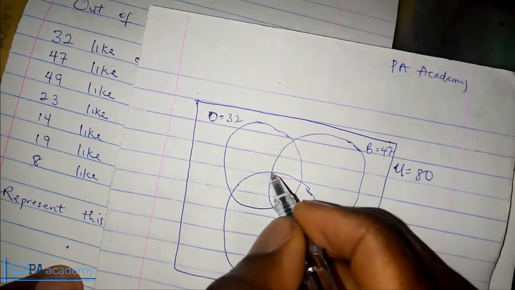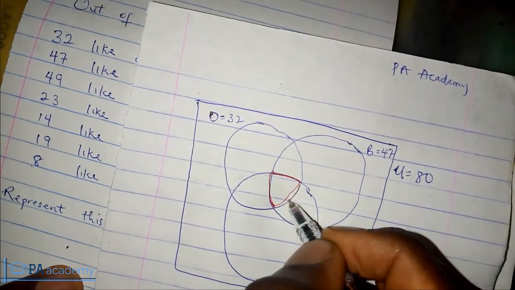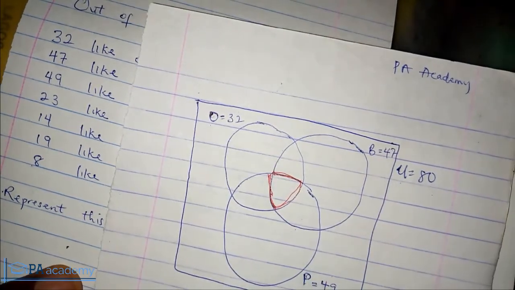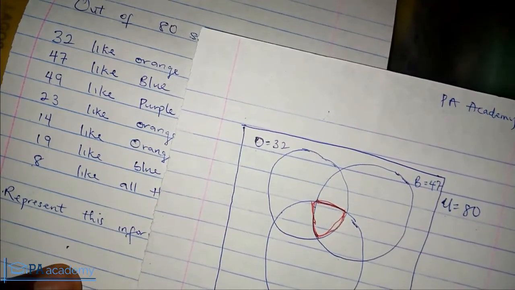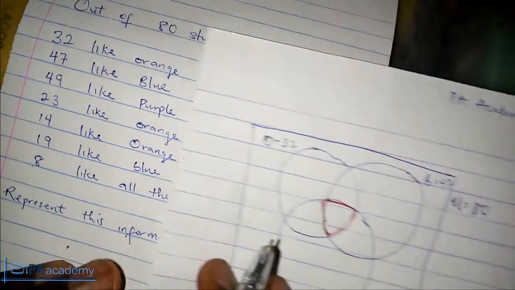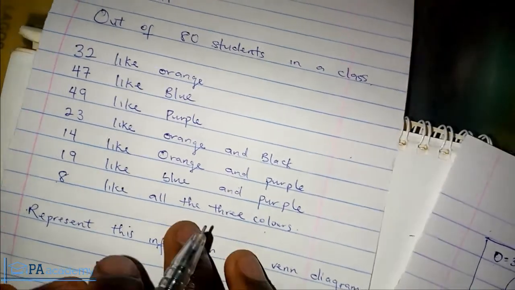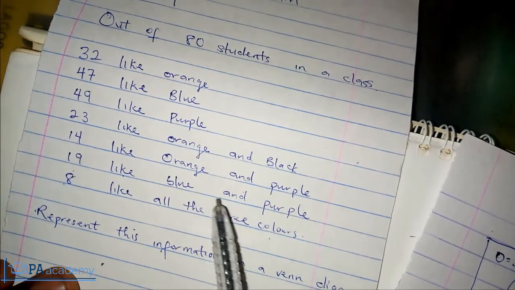So if you look at this here, this is the section that combines all the three, those that like orange, blue and purple. So this particular section that joins them together, and the question says that 8 likes what? All the three colors. So right here we have our 8. So we are going to just be taking it from there. So 19 likes blue and purple.